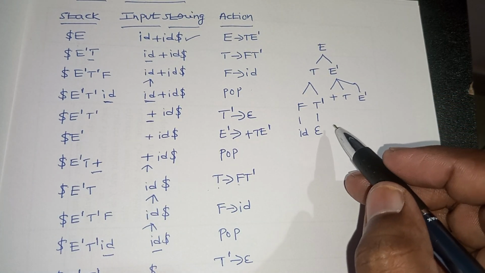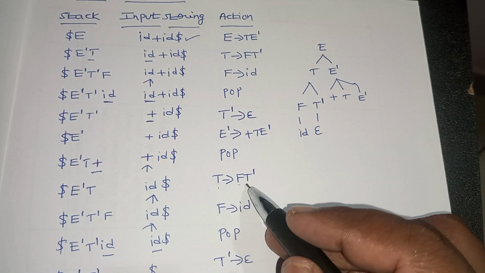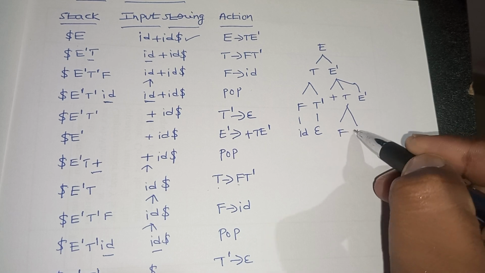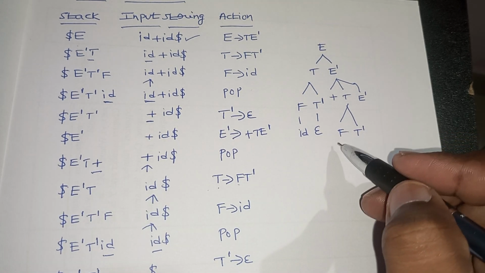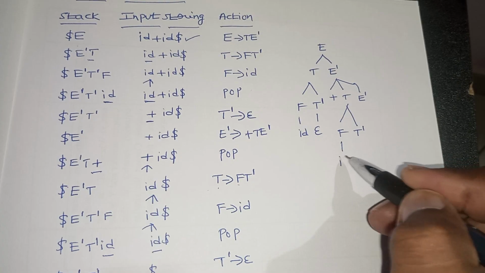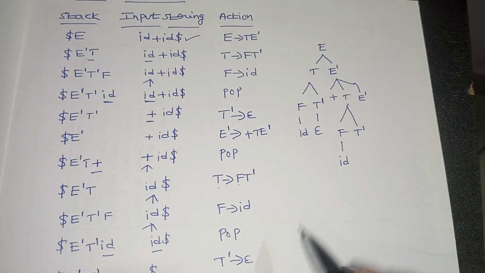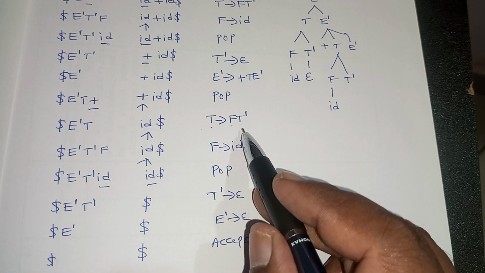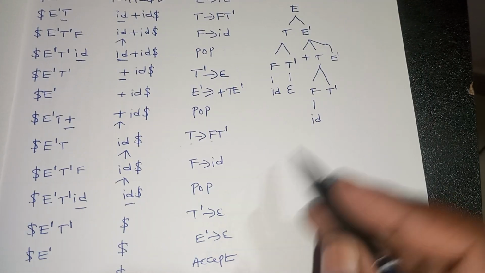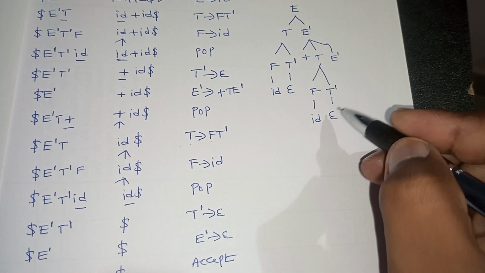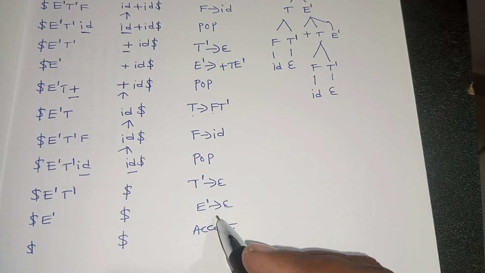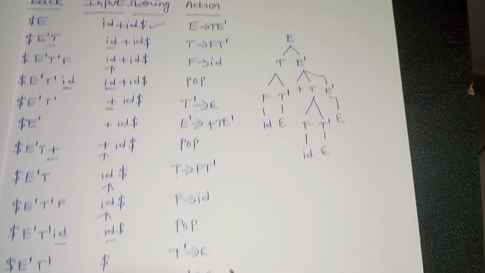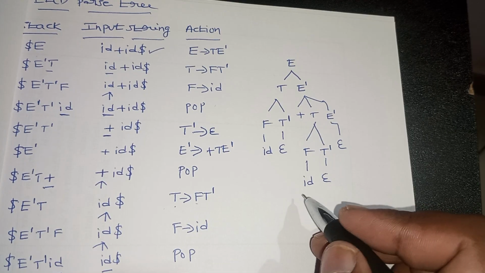Next, in the place of t what do you write? F t dash. In the place of f you write id. Next, in the place of t dash what do you write? Epsilon. Next, in the place of e dash what do you write? Epsilon. So this is your final parse tree.